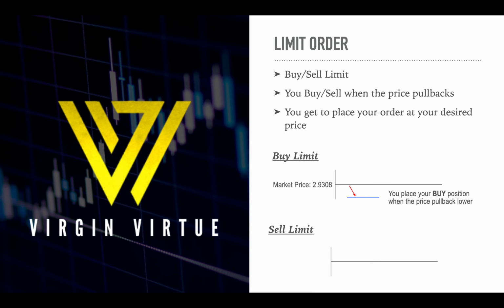Same goes for sell limit. All right, so you place your sell position when the price pulls back higher. Okay, so there's a small mistake over there, right? So I'll correct it in the comment section below, guys. Let's say for an example, you want to place a sell position and you want to place a sell limit. The price right now is 2.9308. This is a little bit up, let's say 2.9320. You place your sell limit over there, and once the price reaches 2.9320, your trade will be active.